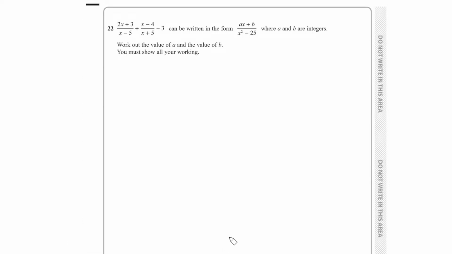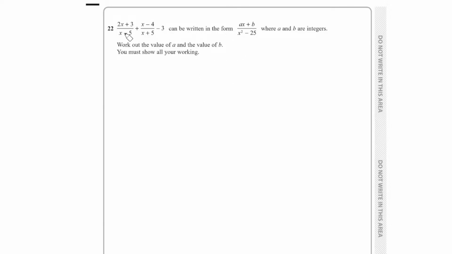Question 22, we've got algebraic fractions. Again, this is something that I feel like didn't really come up in paper 1, so I would expect some format of this topic to come up later on. So we've got here 2x plus 3 over x minus 5 plus x minus 4 over x plus 5 minus 3 can be written in the form ax plus b over x squared minus 25, where a and b are obviously integers. We need to work out the value of a and b. So we need to basically get to this format, and then we'll obviously find a and b.